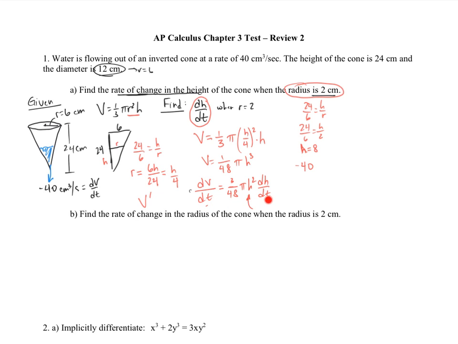And now I'm going to put in the value for h that I found, and I will reduce that. So over here, I end up with dV/dt equals 1/16 pi times my 8 squared dh/dt, and I can solve for dh/dt, and I end up with negative 10 over pi centimeters per second.